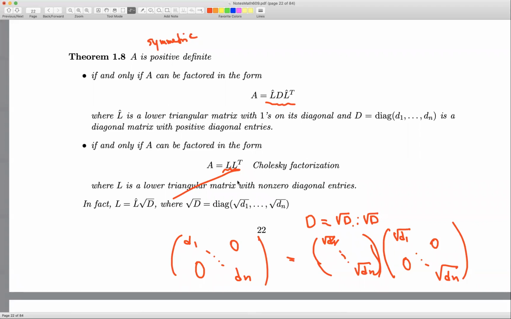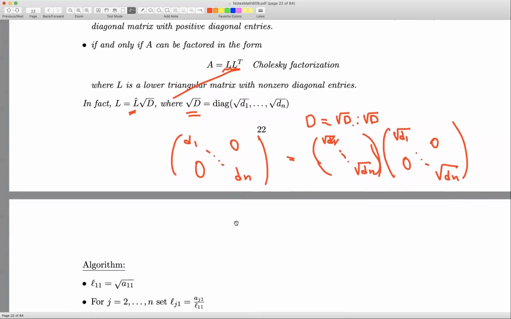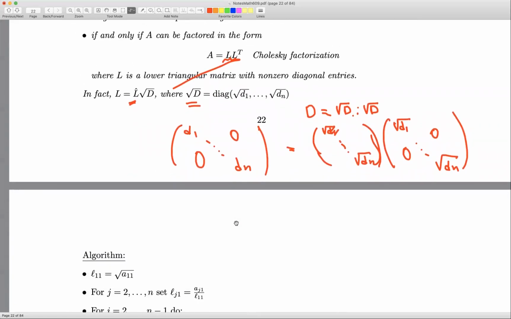And the matrix L in the Cholesky factorization is actually equal to the matrix L hat here times the square root of D, where square root of D, as I said, is a diagonal matrix where on the main diagonal you have square root of d1, square root of d2, and so on, square root of dn. Now, how do you do the algorithm for the Cholesky factorization?